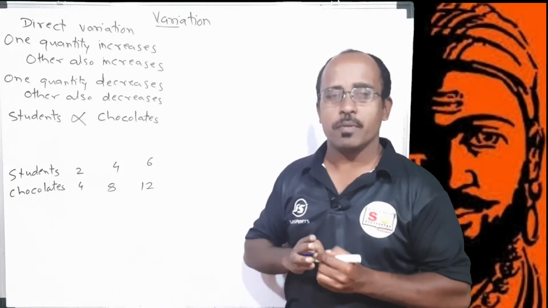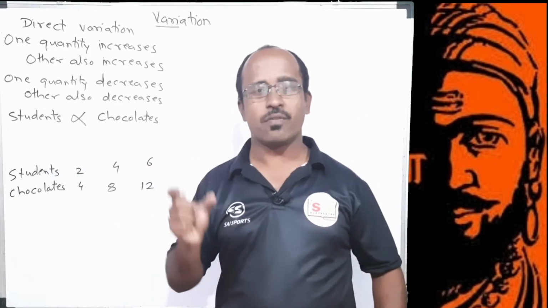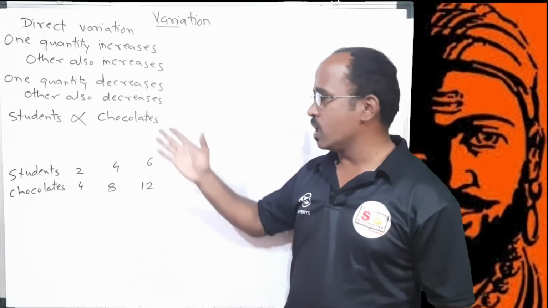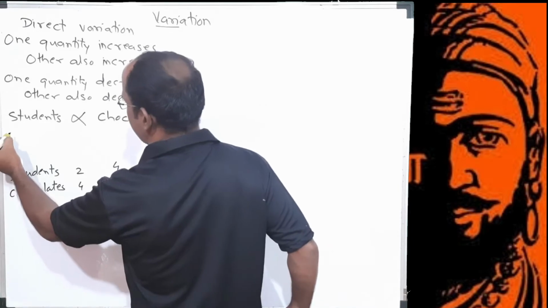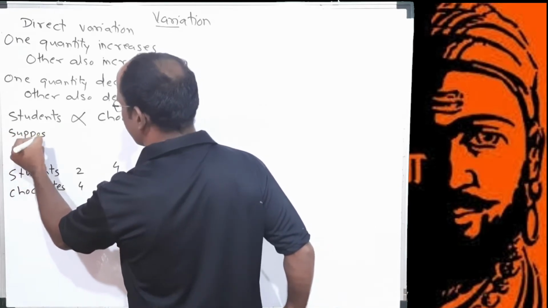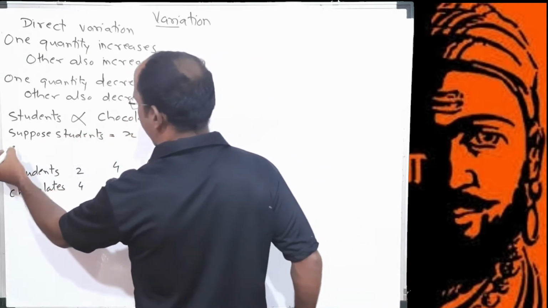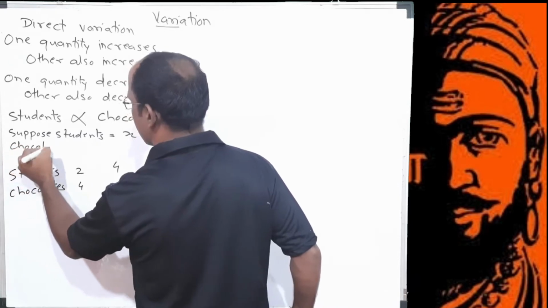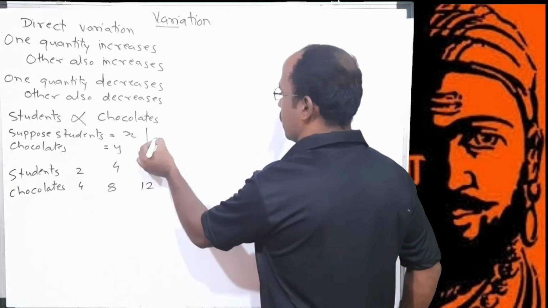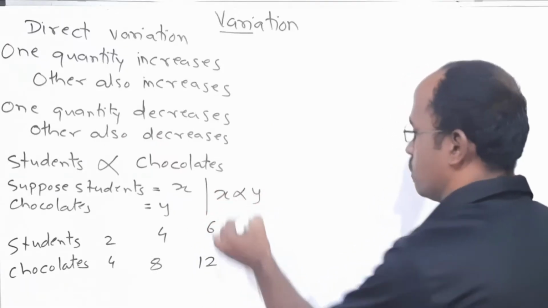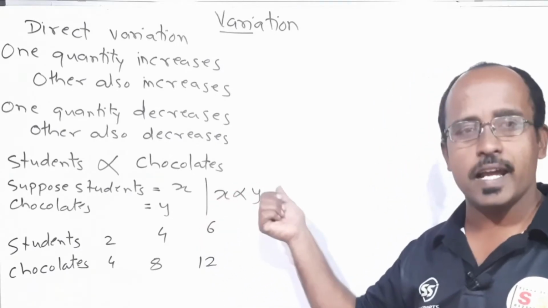Okay students, but what happens? Most of the time we have to use it in an equation, and using a whole word in an equation is not appropriate. So what do we do? Normally we assign a letter to each quantity. Suppose students is equal to x, and chocolates is equal to y. Then we write their direct variation as x alpha y. How to pronounce it? x varies with y, x is in direct proportion with y.